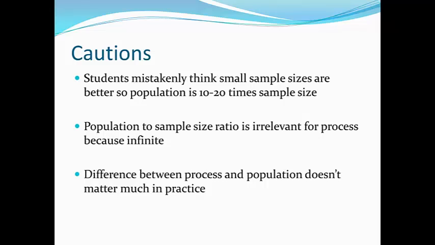The issue here is that the models we're showing you, where a population and a process can be considered essentially equivalent, only work as long as that population is substantially larger than the sample. If that's not the case, there are more advanced statistical methods you could use, and you can learn about those in another course.